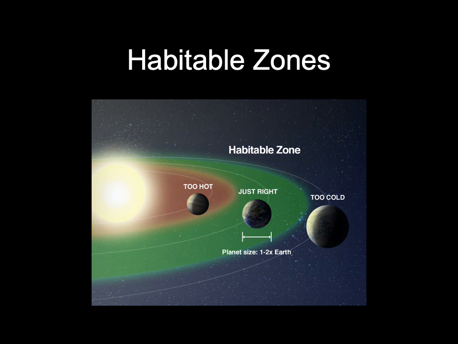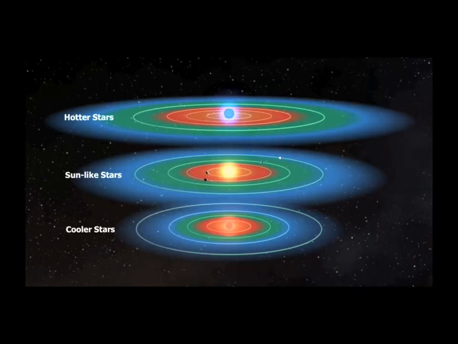So here's a case where we have a star like the sun, and the reddish region around the star would be where it would be too hot for liquid water to be stable. Too far away was labeled outside the green, so that's too cold. And then the green is just right. Sometimes this is referred to as the Goldilocks zone as well, where the temperature isn't too hot or too cold, but just right for liquid water to be stable. And you'll notice that we're assuming a planet would be a terrestrial planet about 1 to 2 times the size of the Earth in this case.